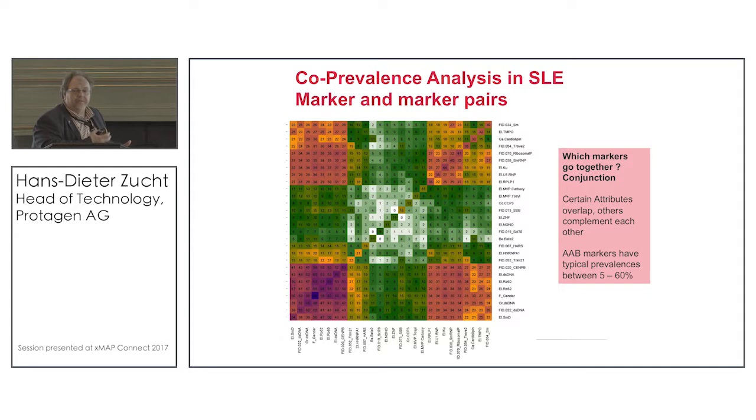For example, I mentioned systemic sclerosis. You have two lead antigens, and you will see from this type of analysis that these lead antigens go together and form families where they find their friends and families.